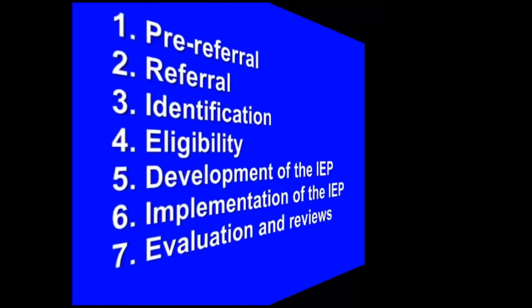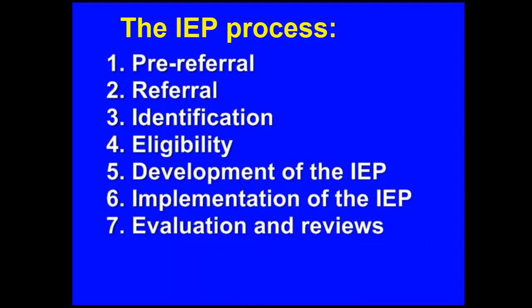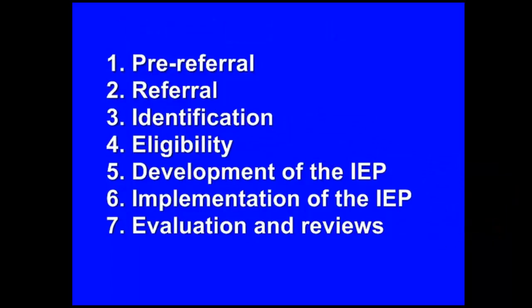The formation of an individualized program involves 7 steps, and these are pre-referral, referral, identification, eligibility, development of the IEP, implementation of the IEP, and evaluation and reviews. So we'll look at each one of these in turn.